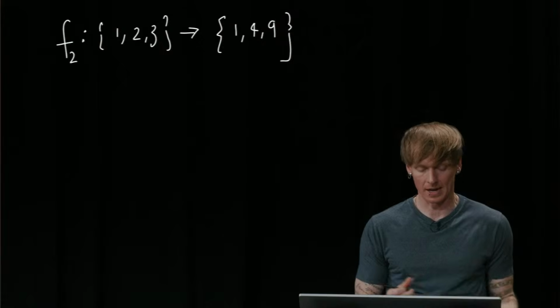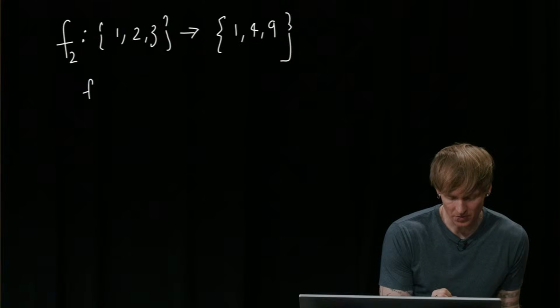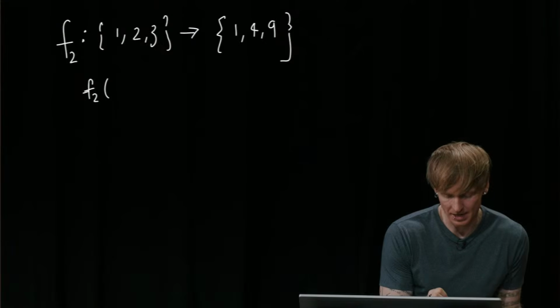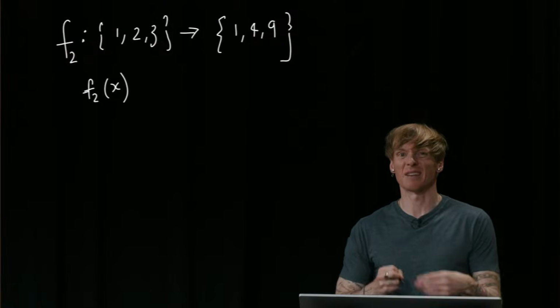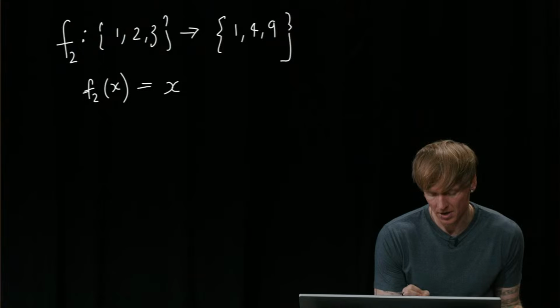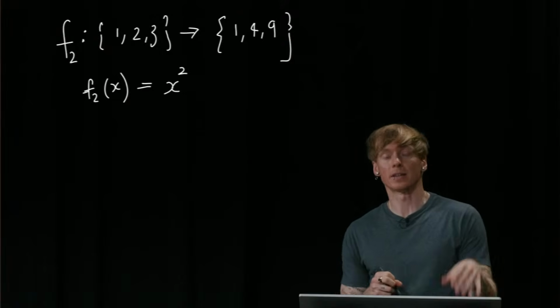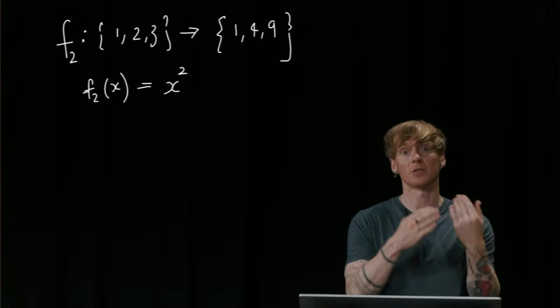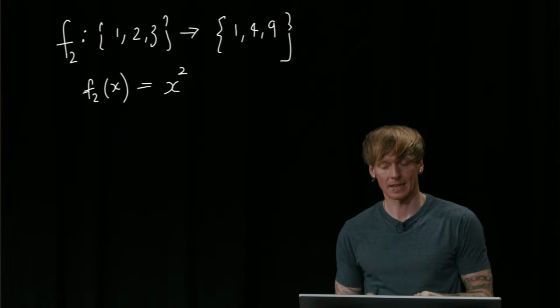If we think about that for a little moment, you hopefully will realize that what we're doing here is taking our input x and squaring that value. So we're multiplying it by itself, which we write as x squared. So 1 times 1 gives us 1, 2 times 2 gives us 4, and 3 times 3 gives us 9.